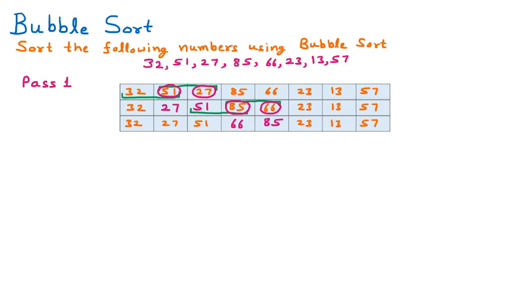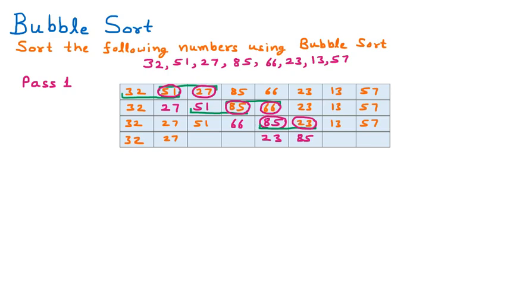Now we are comparing the next two numbers, 85 and 23. Again 85 is greater than 23, so they are not in ascending order. That means we are going to swap these two numbers. We are inserting one more row here. So 23 will come before, then 85 will come. All the remaining numbers will be as they are: 32, 27, 51, 66, 13 and 57.